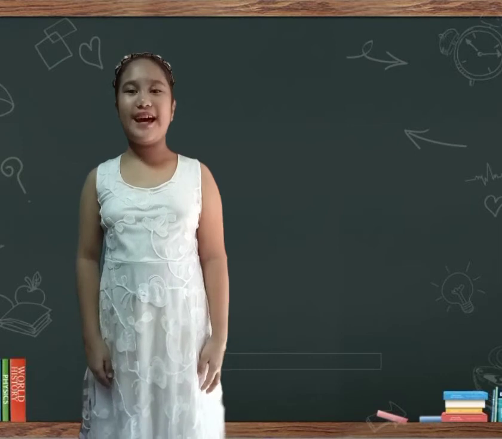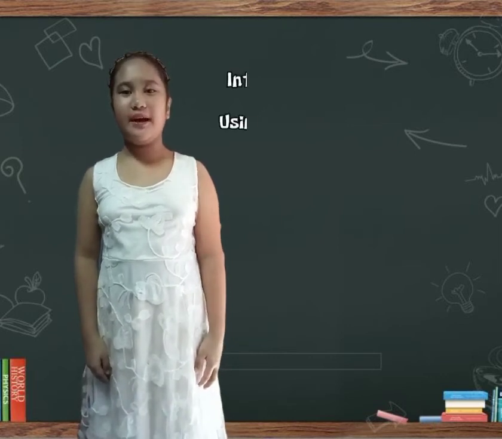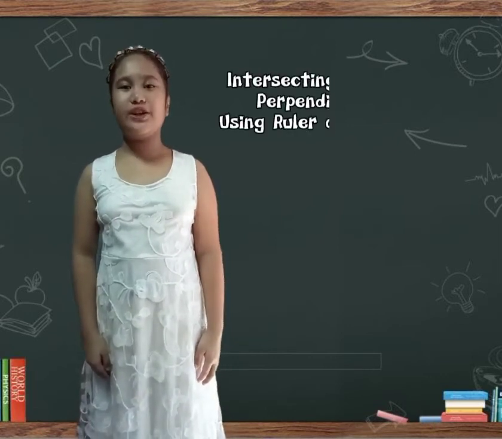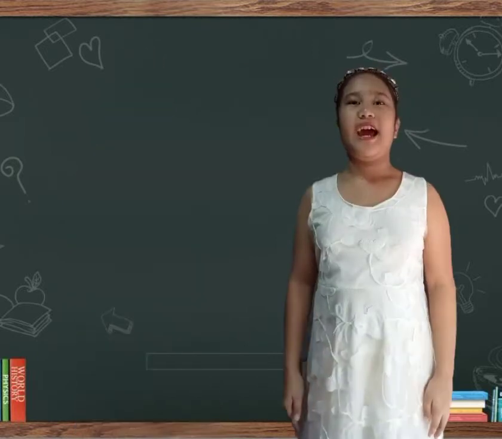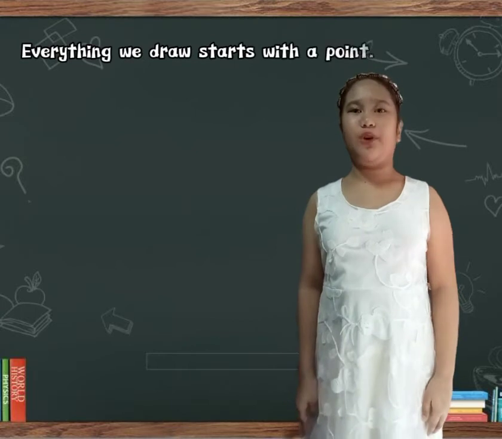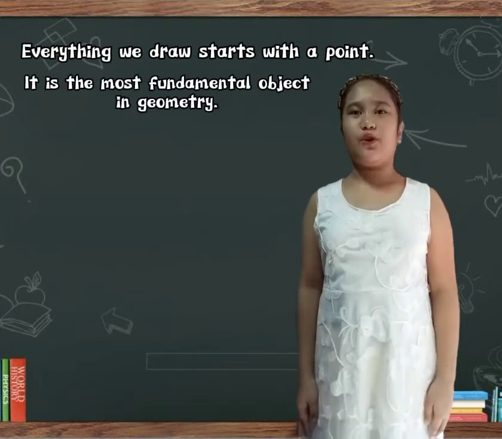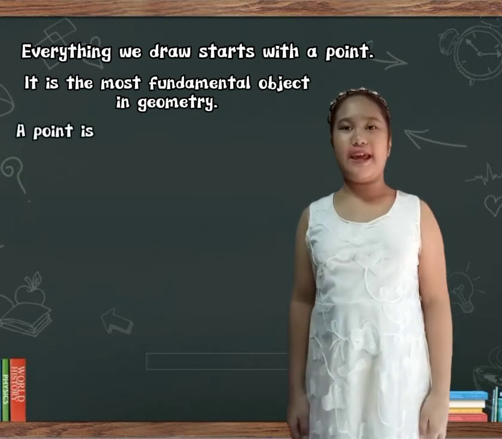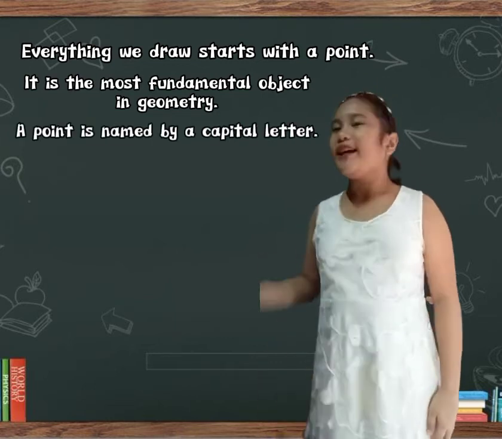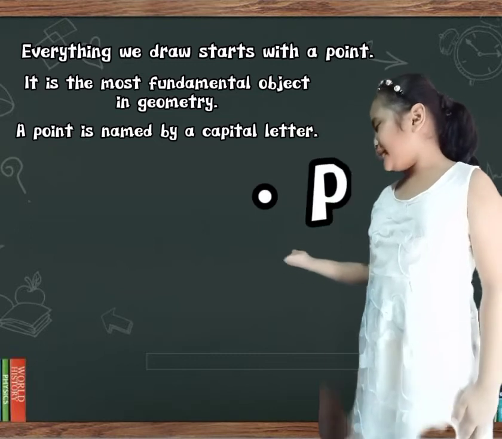Today, we will study about intersecting, parallel, and perpendicular lines using rulers and set squares. Everything we draw starts with a point. It is the most fundamental object in geometry. A point is named by a capital letter. This is read as point P.